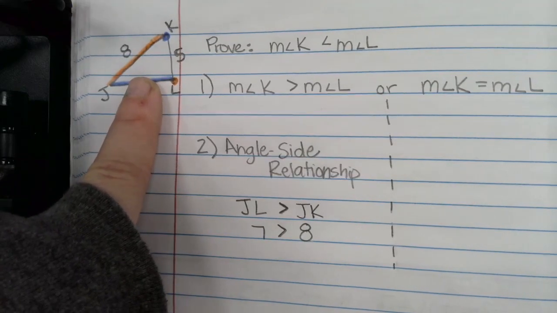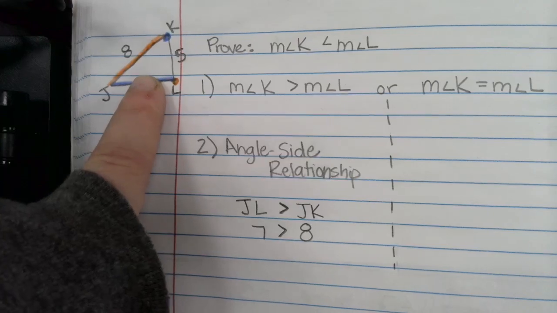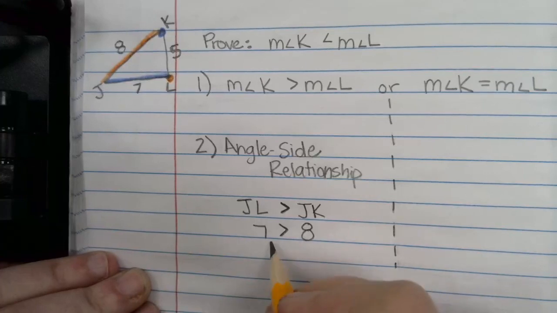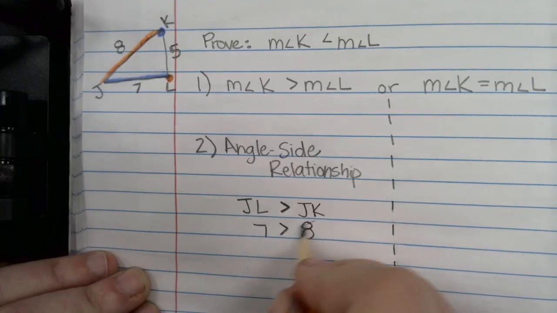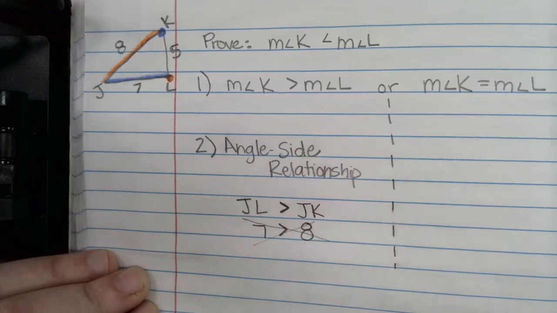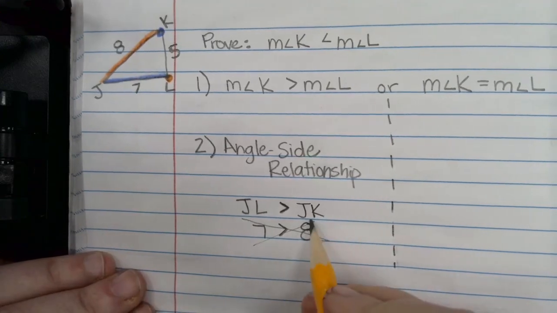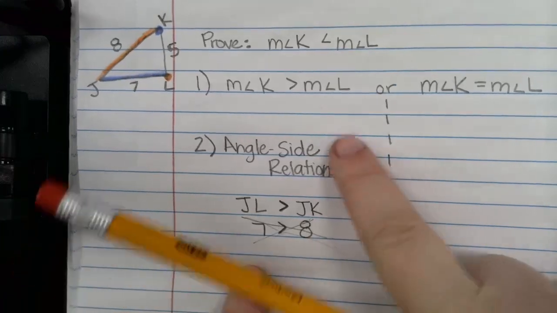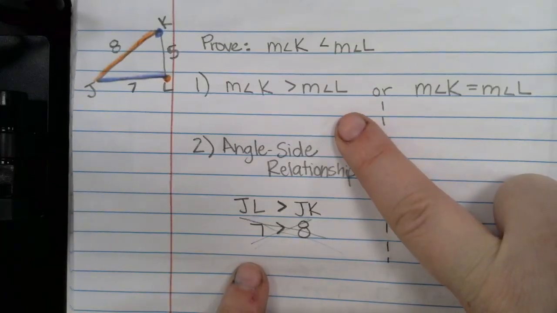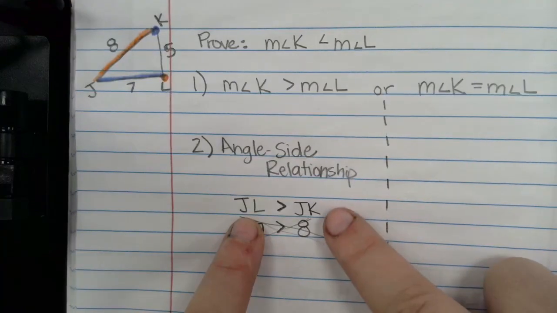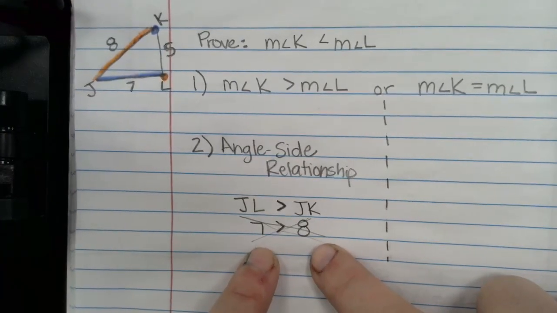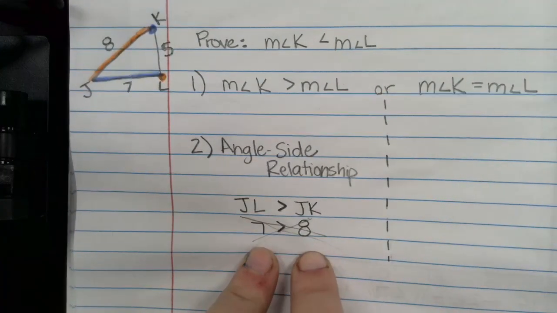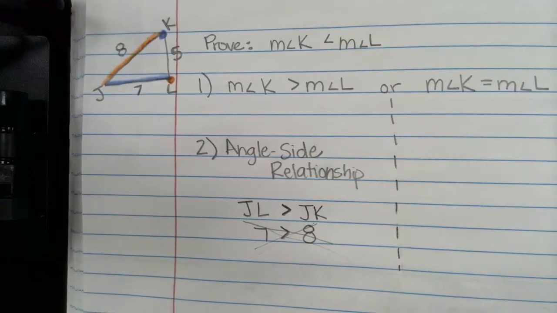Is, in the real world, 7 greater than 8? No. So does this work? No. So that's our contradiction. This does not work. I'm going to lightly cross it out so I can still see it, but I know this is our contradiction. That doesn't work. So if angle K was bigger than angle L, then that side would have to be bigger than this side. And are they? Nope. So this does not work because 7 is not bigger than 8.